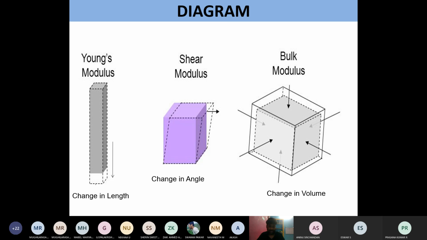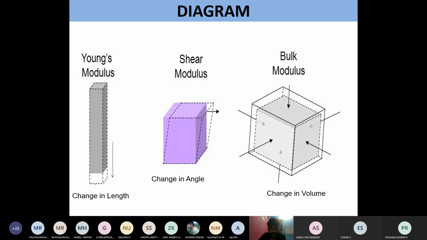See, we are applying the force. The arrow mark is nothing but the force. For Young's modulus, I am applying the force in the downward direction. So we have to imagine that the upper end of the rod is fixed. The lower end is subjected to some load. When we apply the load at the lower end, we can see the deformation changes. The length will change.